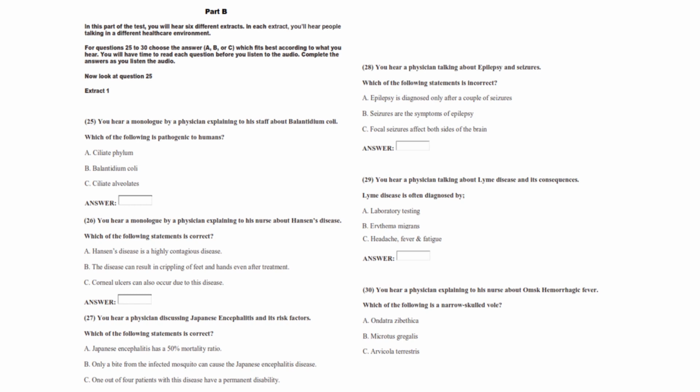Question 27. You hear a physician discussing Japanese encephalitis and its risk factors. Now read the question.